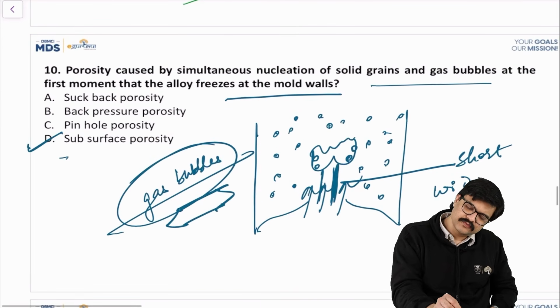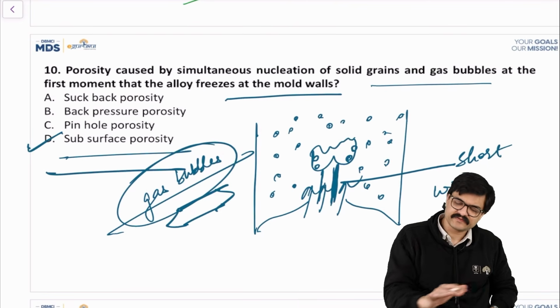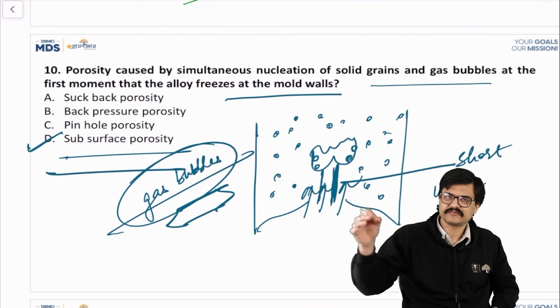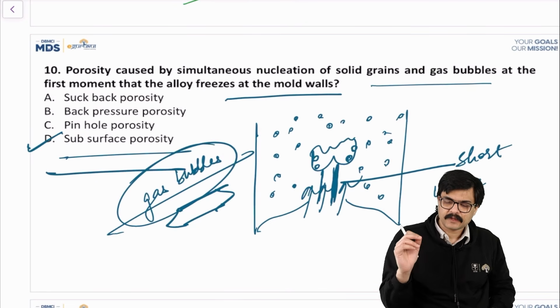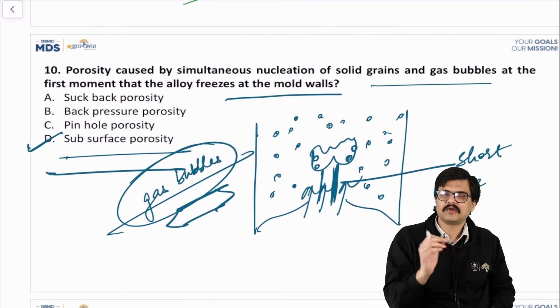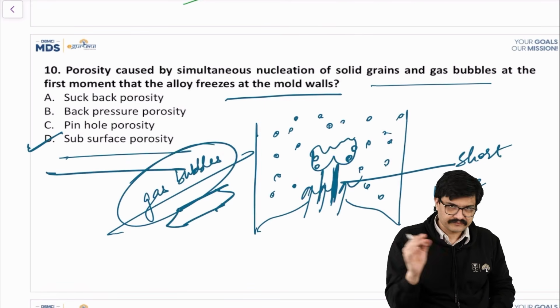So that's the MCQ here. That's straight from the definition. Porosity caused by simultaneous nucleation of solid grains and gas bubbles at the first moment that the alloy freezes at the investment mold walls is subsurface porosity.